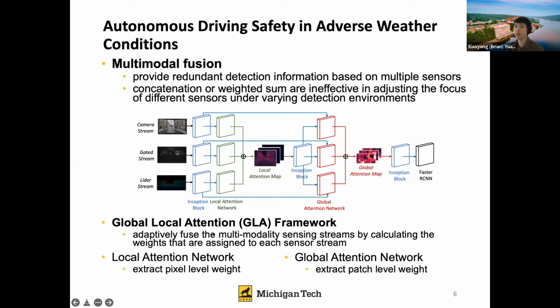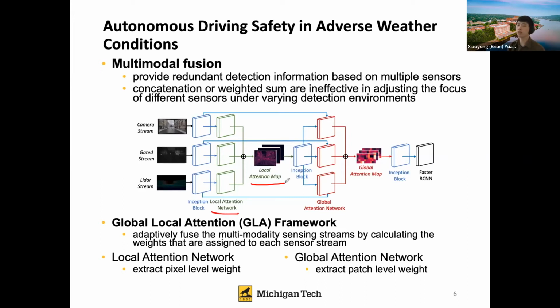So first is what we call the local attention network, which can extract pixel-level weights, which means that by using this local attention network, we can derive a local attention map. In this local attention map, for each pixel, we want to decide which sensor we shall rely on.